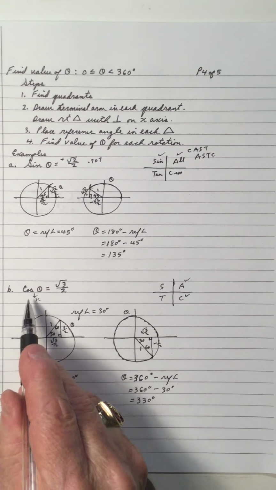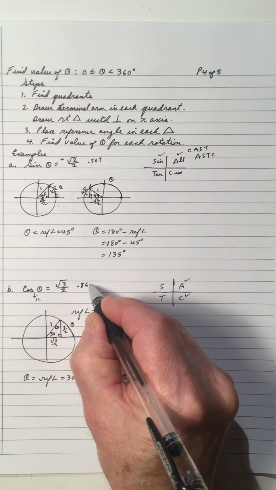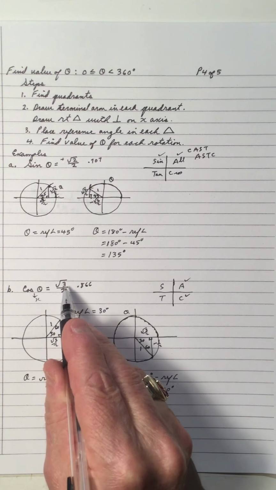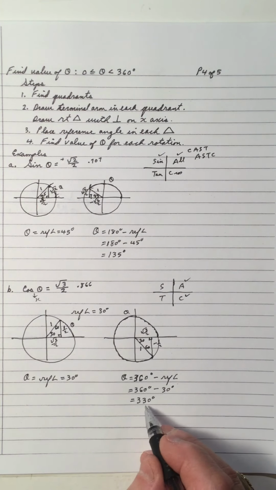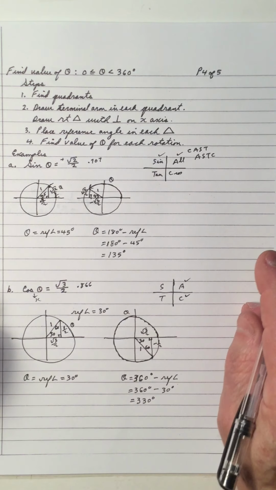So check. Remember, root 3 over 2 is 0.866 as a decimal. So the cos of 30 gives you 0.866. You know you have the right answer for 30. And the cos of 330 should be 0.866.